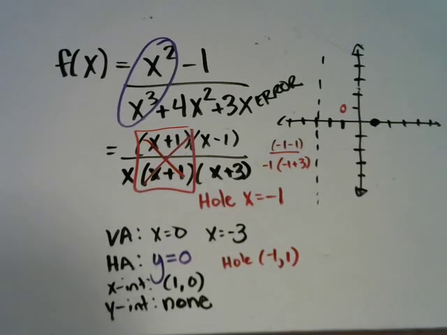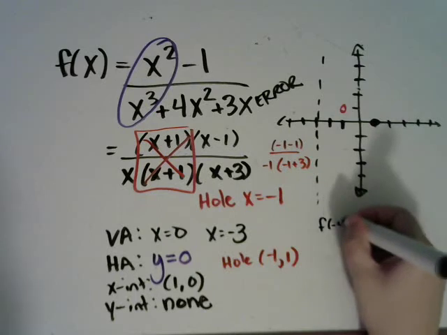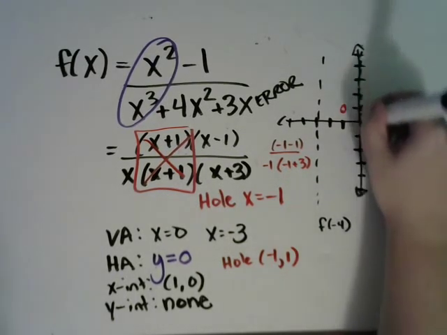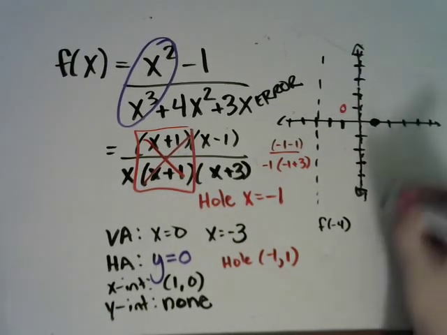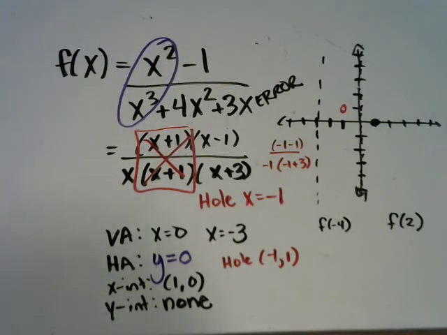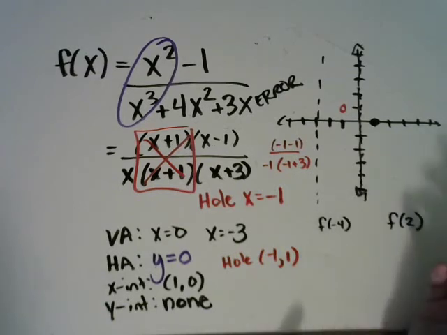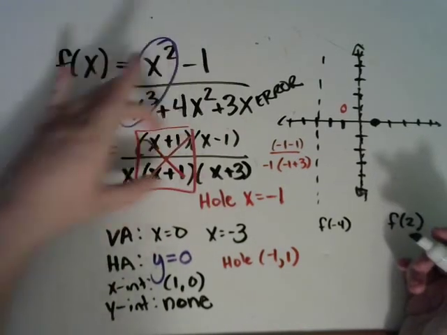So the first point I'm going to test is going to be over here at negative 4. And I have a vertical here. So I'd like to test another point over here, maybe f of 2, and see if I can get a good idea of what the graph looks like. Now there's a chance I need more test points than this, so these are just what I start with. When plugging them in, I want to plug into the fully simplified version.